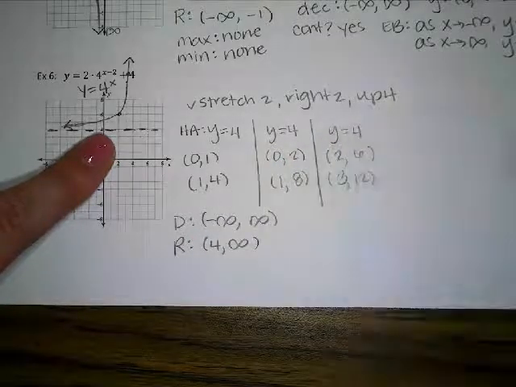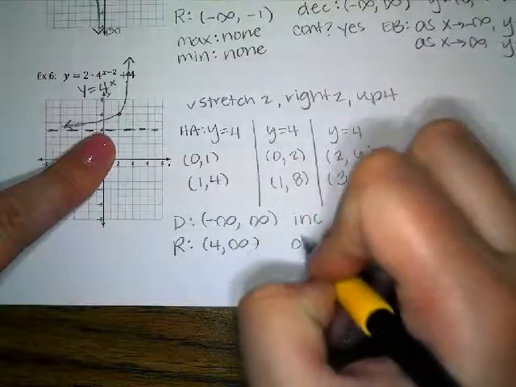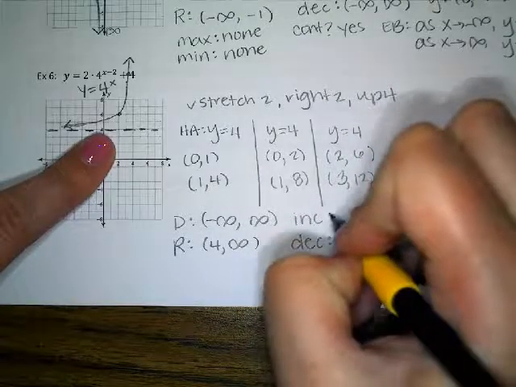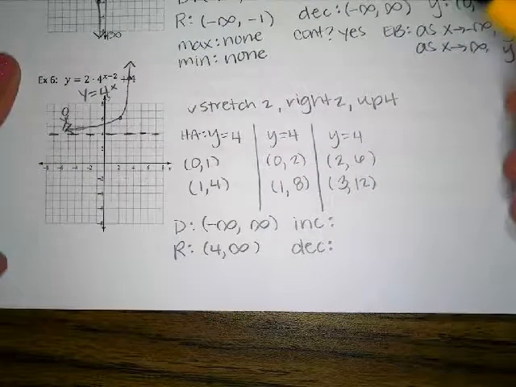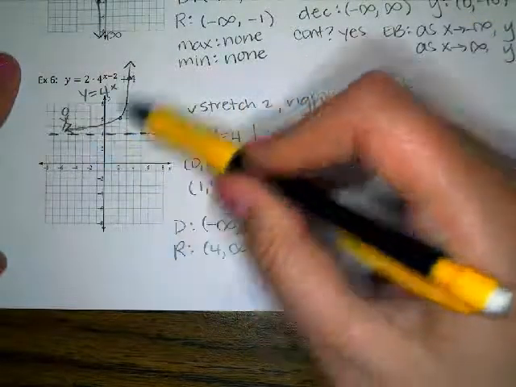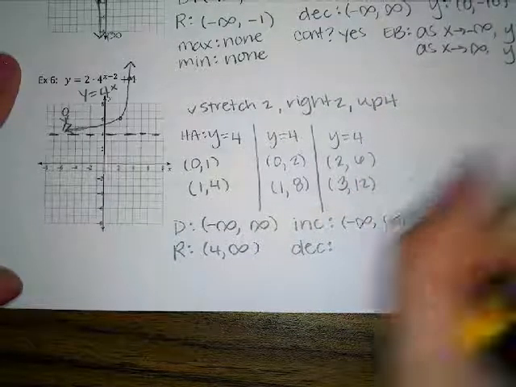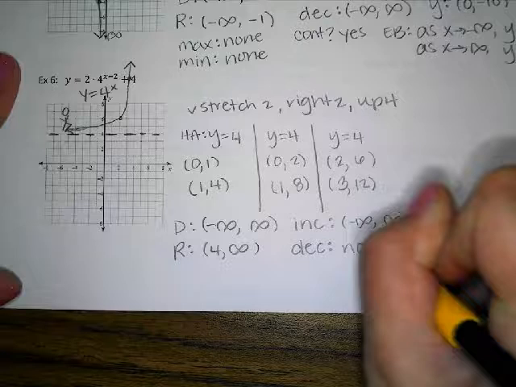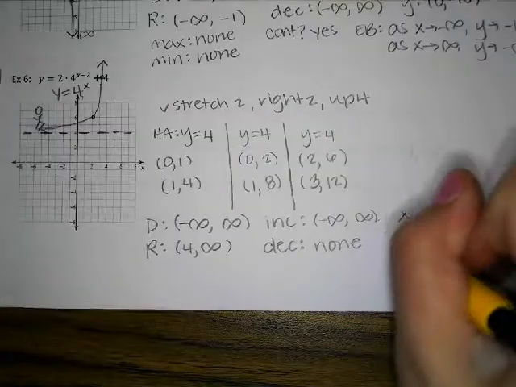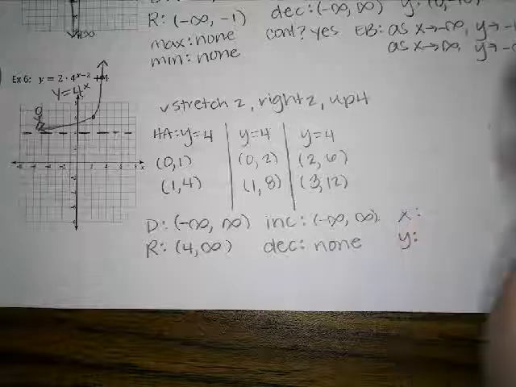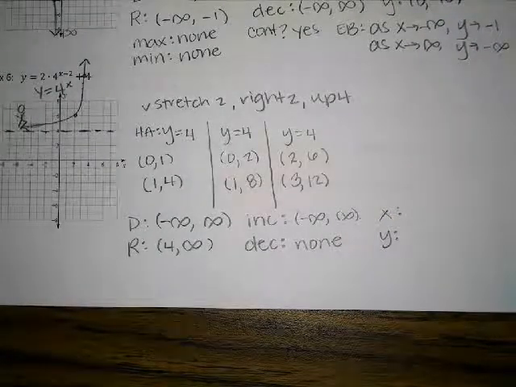Increasing, decreasing. We look at our stick figure. Our stick figure is walking uphill. Okay, so we've got negative infinity to infinity. X-intercept. There's no x-intercept.